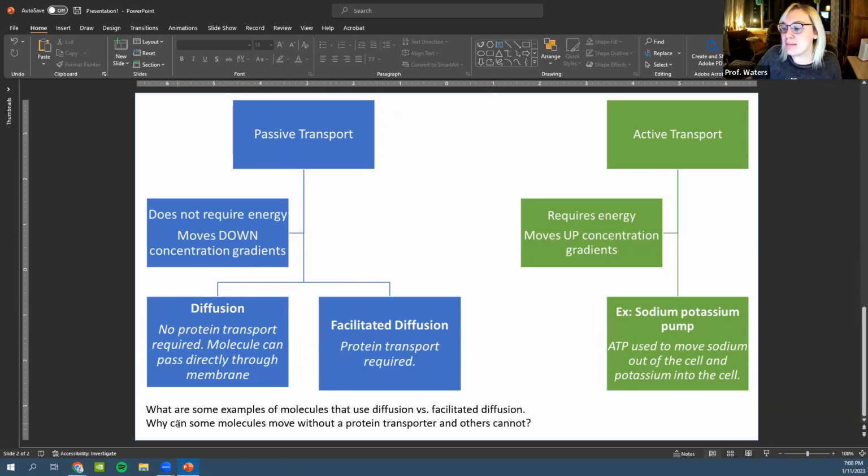So what are those examples and why? Why are some molecules able to pass through via diffusion and why are other molecules not? That's going to be really important. The reason why we have those particular columns in the table is to help make you more aware of those characteristics.